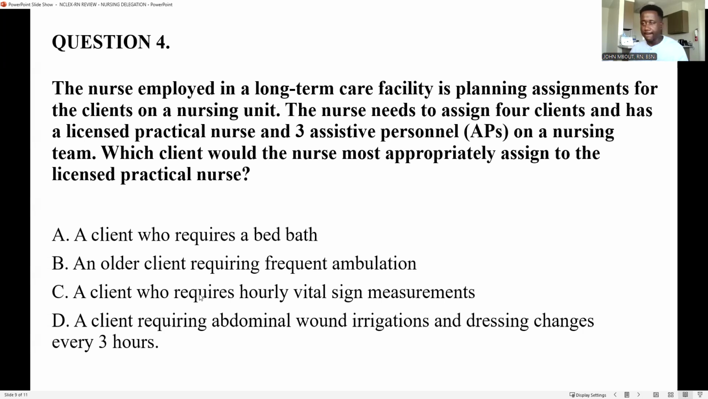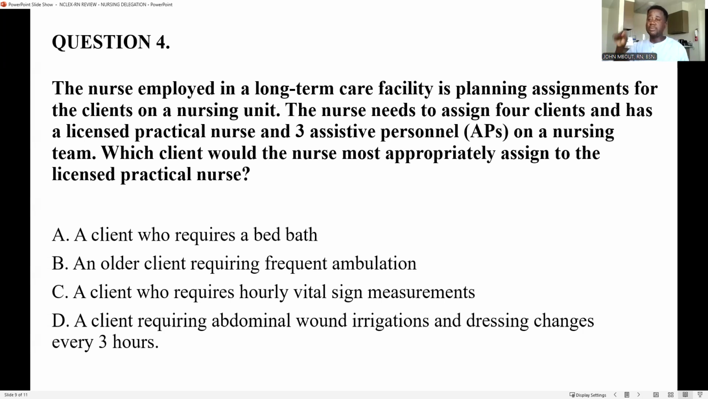The right answer is D. Back to our responsibilities of an LPN and a UAP. We say the LPN can carry out sterile wound dressing, irrigation, colostomy care, and so on and so forth, while the UAP can do activities of daily living, bed bath, ambulation, vital signs, objective data checking, right? So A, B, C are for the UAP, D is for the LPN.